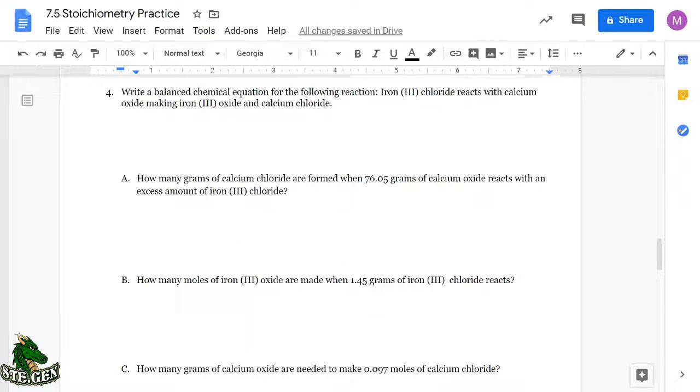How many grams of calcium chloride are formed when 76.05 grams of calcium oxide reacts with an excess amount of iron 3 chloride. Excess just means a lot or extra. And what it's basically telling you when it says something is in excess in a reaction is that the excess thing you do not need to worry about. It is not going to, as we will call it next week, limit the reaction.